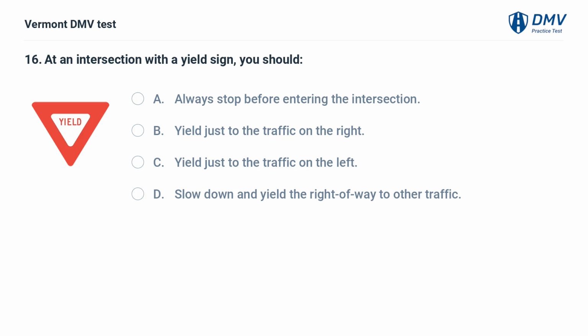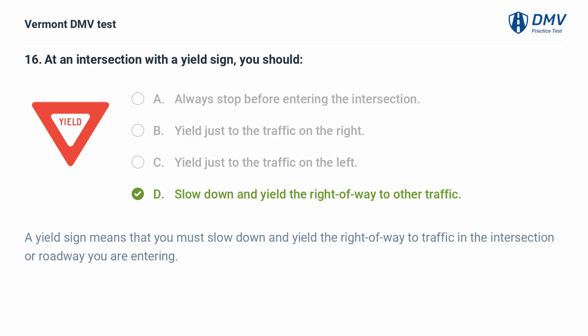At an intersection with a yield sign, you should A. Always stop before entering the intersection. B. Yield just to the traffic on the right. C. Yield just to the traffic on the left. D. Slow down and yield the right of way to other traffic.